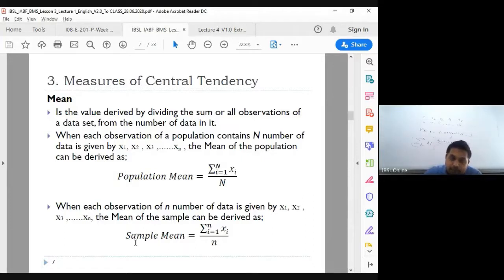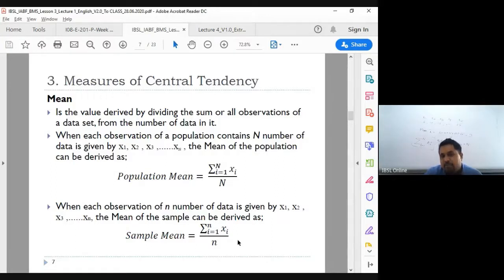That is where your notation will be slightly changed to what we have discussed under bullet point 3 here. Look at that. When each observation of simple n number of data is given again by x1, x2 up until x simple n, look at the difference here. Here we are discussing x up to capital N, 50. Here, simple n, 5. In our example, the sample mean would be the exact same equation. However, if you carefully observe, in the population, your notation will be simple i equals from 1 to capital N. Here, simple i equals from 1 to simple n.